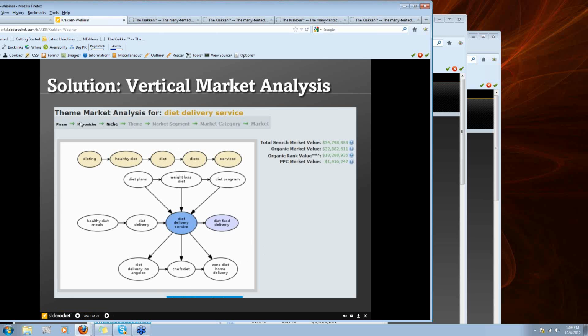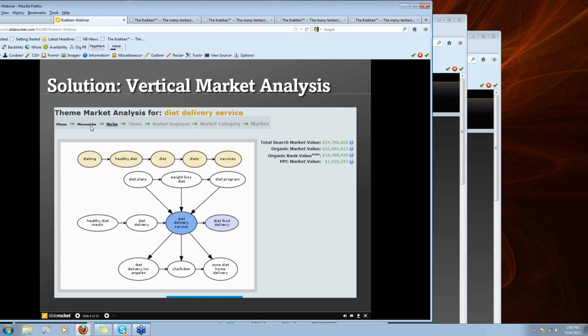So up here across the top, you've got the actual market level of this keyword. And as you can see, diet delivery service is actually a niche. And this is based on competing pages, because competing pages tells the story about how big the conversation is in the internet. And so when you've got a whole bunch of competing pages, when you're up in the hundreds of millions and billions of competing pages, you're at a market level. And when you're down in the tens of thousands, you're down around the phrase level.